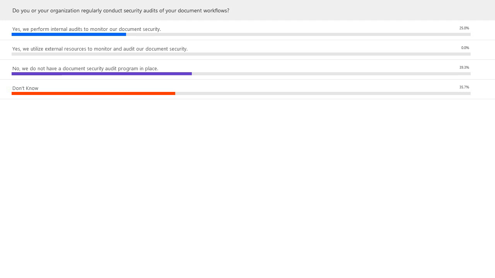I'm not surprised to see people aren't using external resources, and we'll talk a little about that in a second. I'm a little surprised that it's as low as 25%, but that's good. That's why you're here today, to learn a little about what needs to be done in your document security workflow.